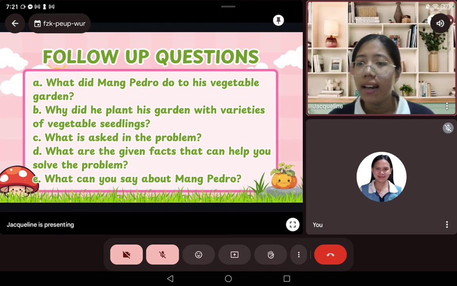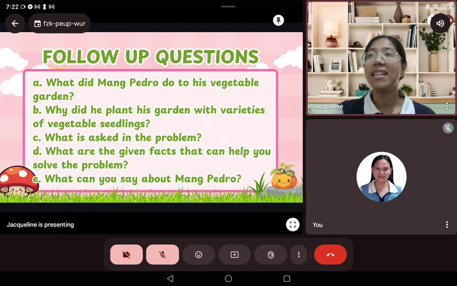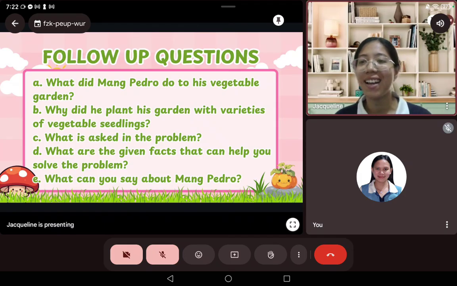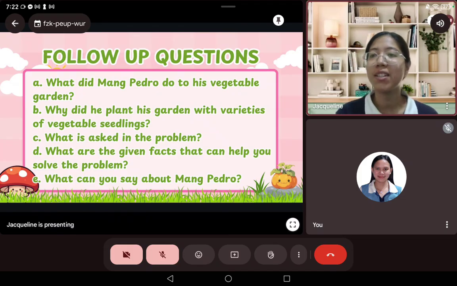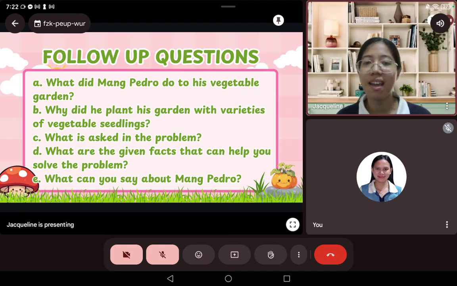So why do you think he planted his garden with varieties of vegetables and seedlings? What do you think, class? If someone plants vegetables in his garden, like you said that you have vegetables at home, why do you think Mang Pedro also plants varieties of vegetable seedlings at home? Yes, very good idea, to save money. Very good. Instead of buying in the market, all you need to do is pick some vegetables in your garden to save money.